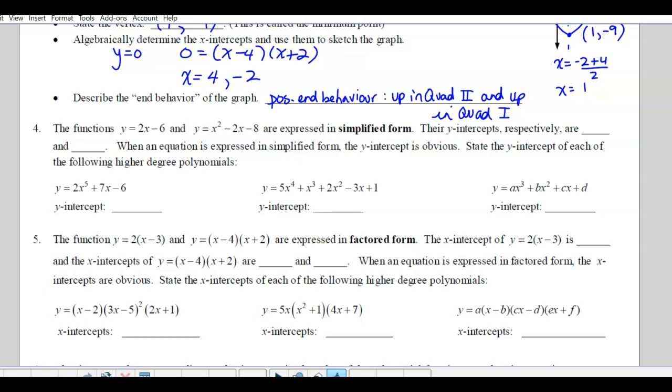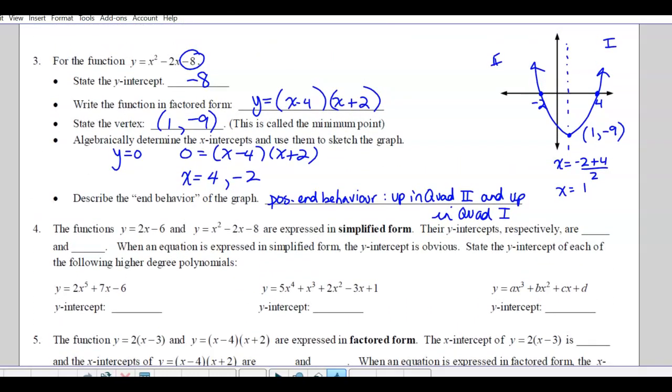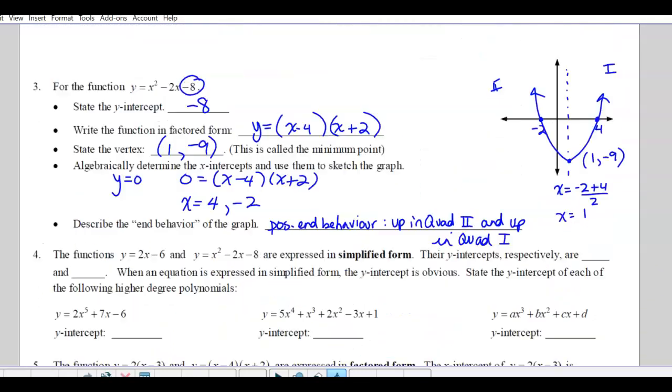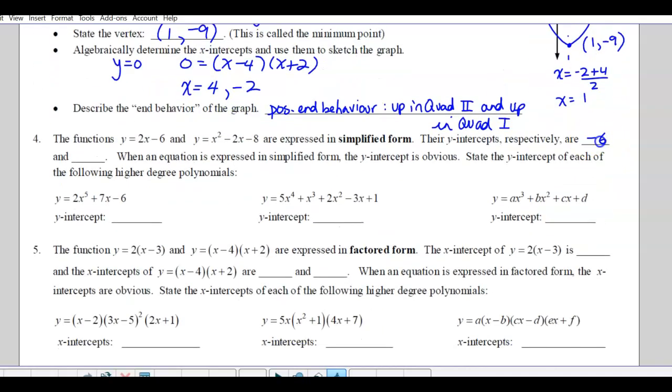So we reviewed a linear and a quadratic. They were expressed in simplified form. Their y-intercepts, respectively, are... So we did that. So what was the first? The linear was 6, was it? Or -6? And that was -8. Okay, so -6 and -8. When an equation is expressed in simplified form, the y-intercept is obvious.